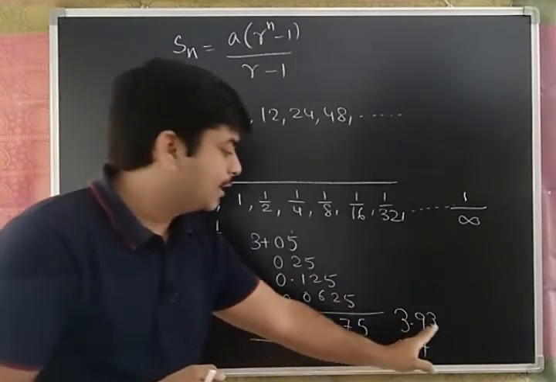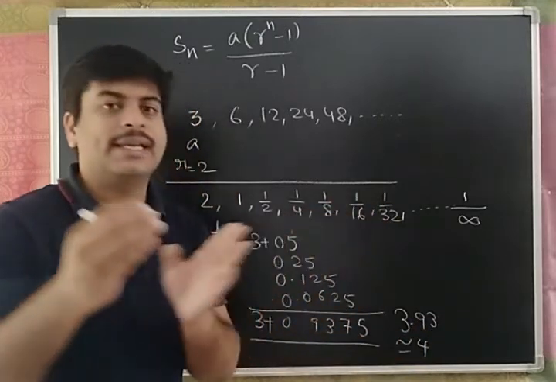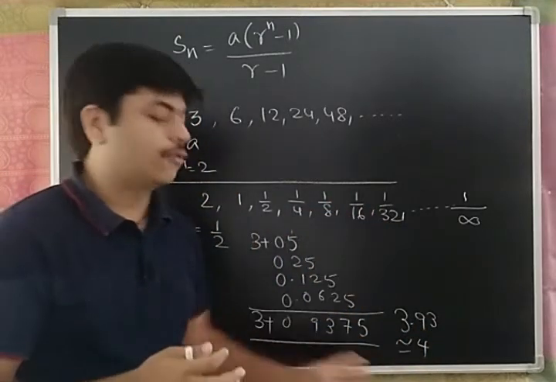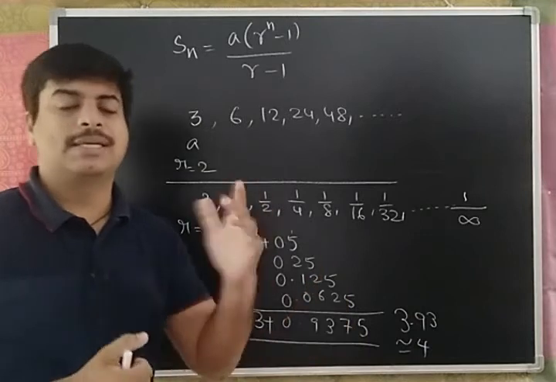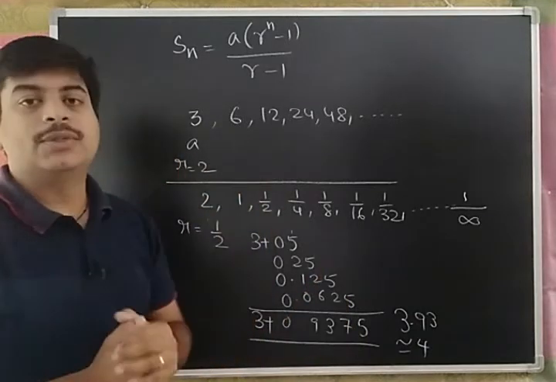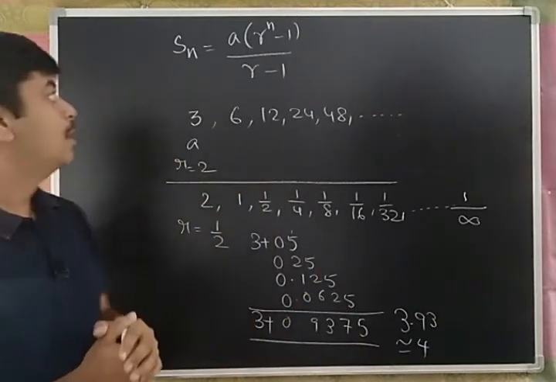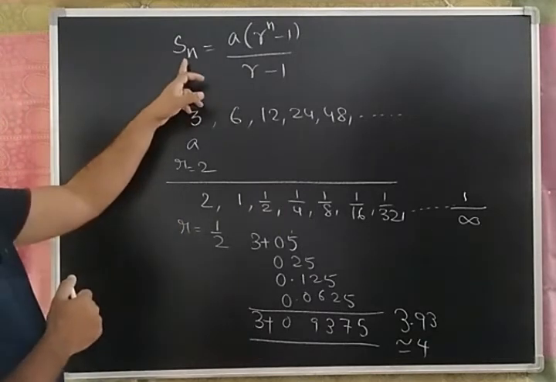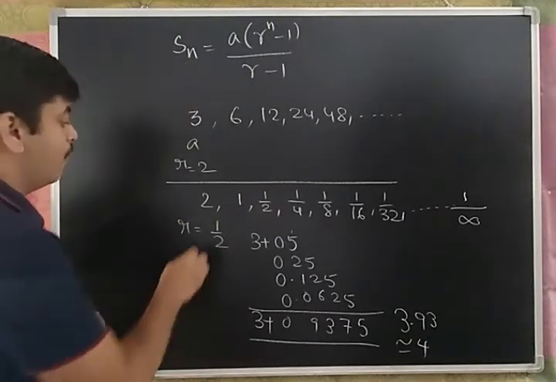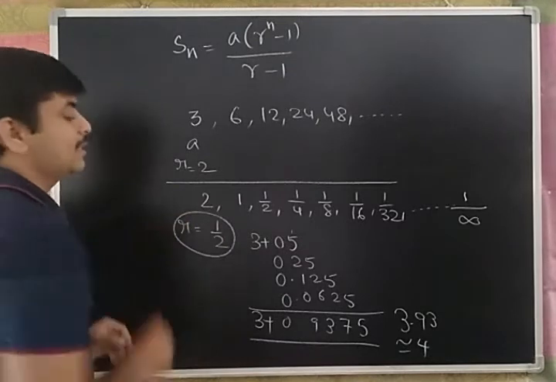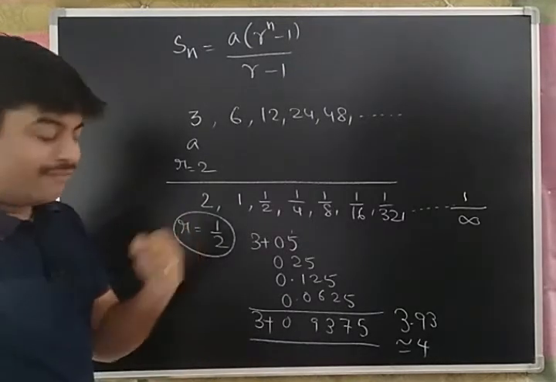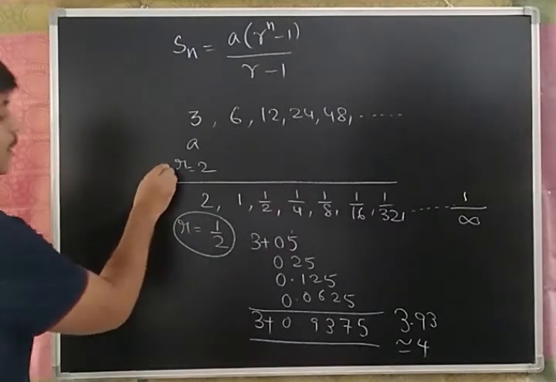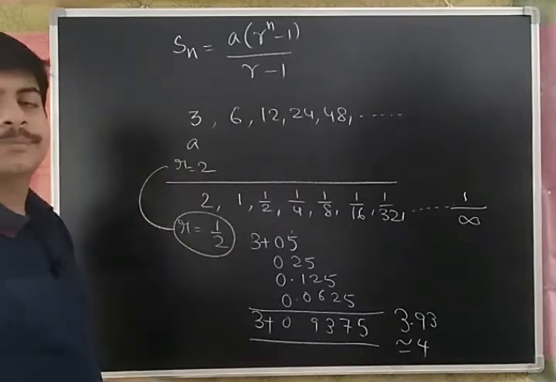It will be 3.93, 3.94, 3.99999999, but it will never cross 4. How can I say that? Yes, so that one we will see using the formula. See here. Whenever you have a formula here, and whenever the common ratio is a very small number, what is the difference between these two? Even 2 is also a small number.